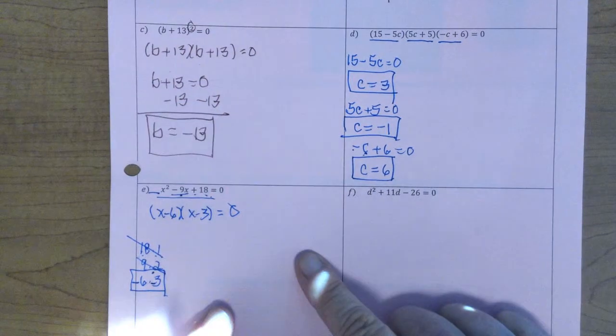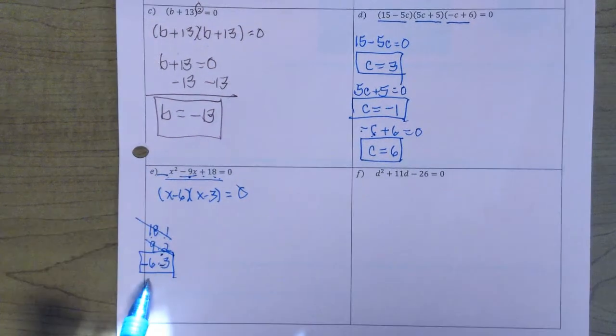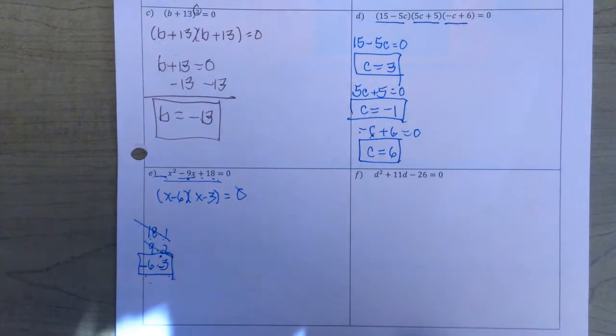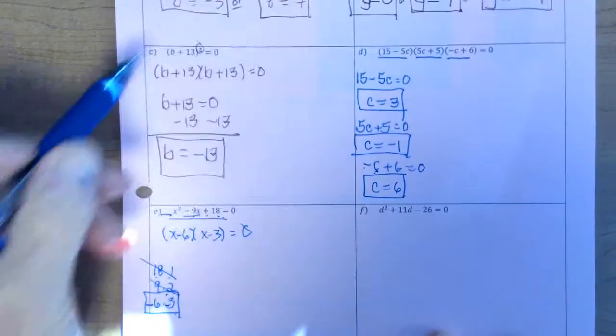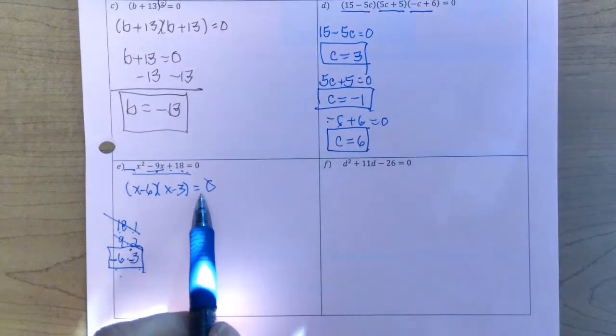Notice I didn't need to draw a box. Why? Because my coefficient is 1. I can simply take my two factors right here. So now, I'm not done. Why am I not done? Because it told me at the beginning to solve. So I've got it equal to 0.